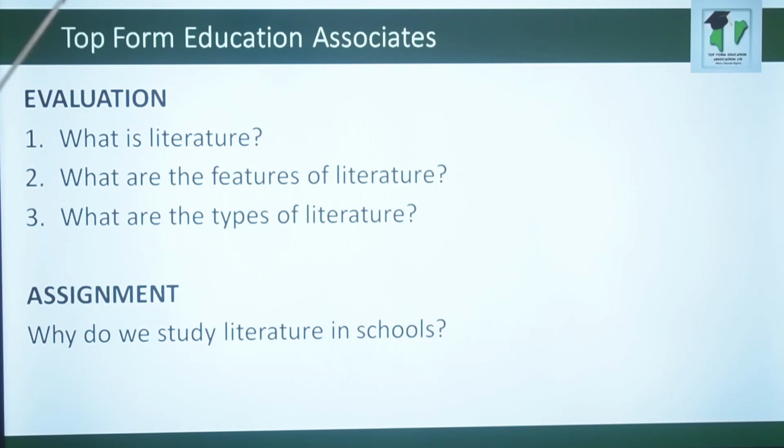Now that we have known what literature is, we have seen the features of literature, and we have also seen some types of literature. Can we now take these questions to assess our understanding of the topic? The first question is, what is literature? Be preparing for the answer because I'm coming to that. The second one, what are the features of literature? We mentioned them. And the third one, what are the types of literature?